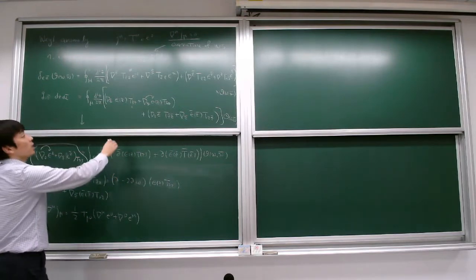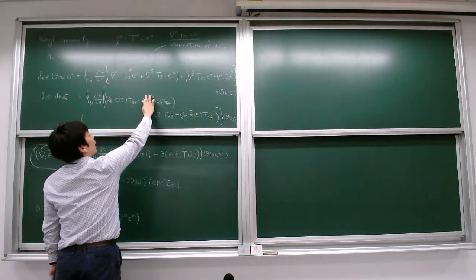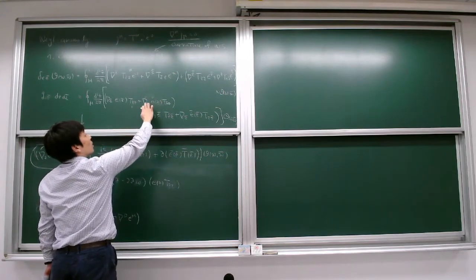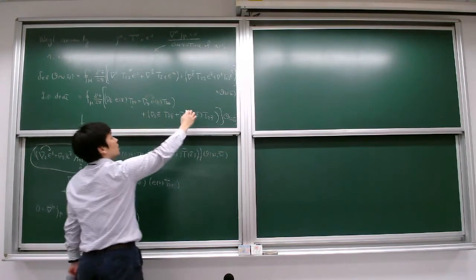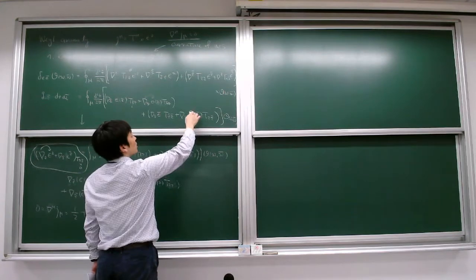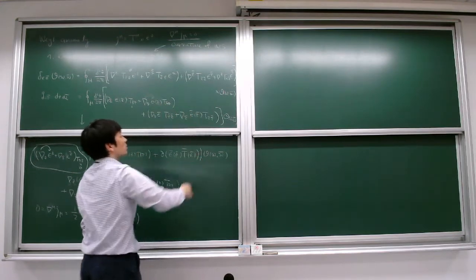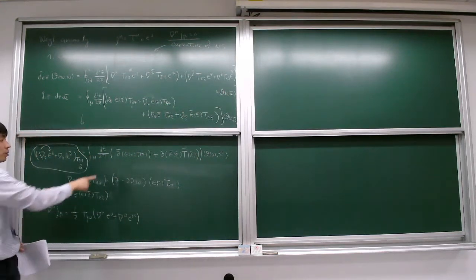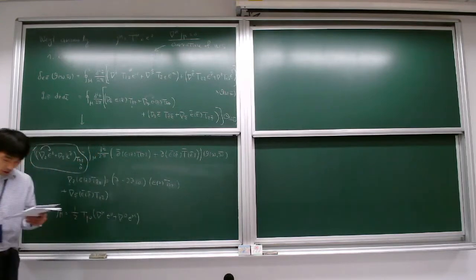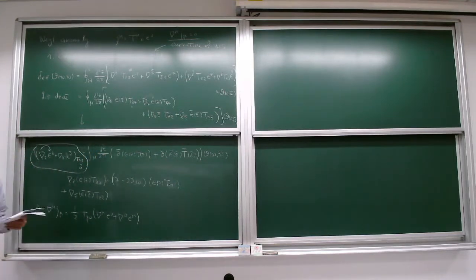And at the end of the day, you can ignore the action of the holomorphic derivative on epsilon of Z and the anti-holomorphic derivative, because they cancel each other. And at the end of the day, you can bring it to this. That's one remark I should make.